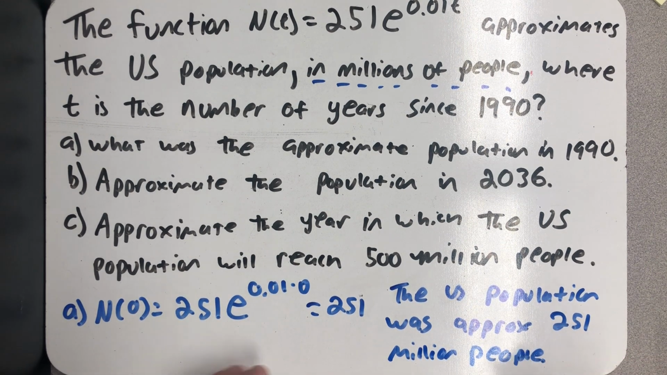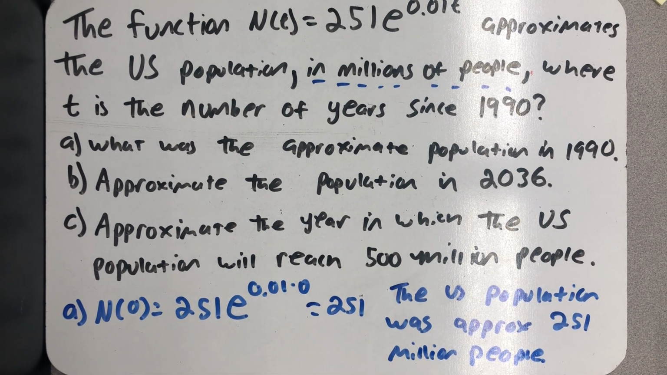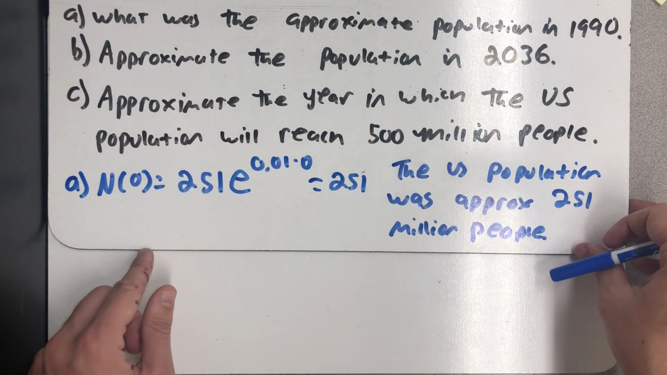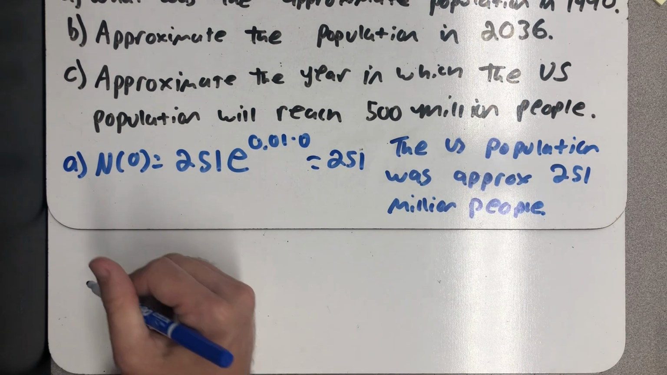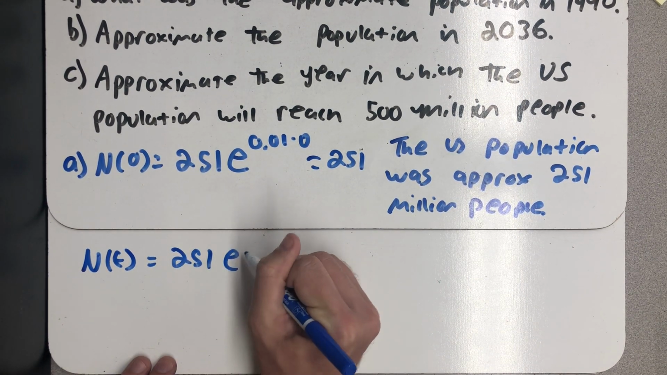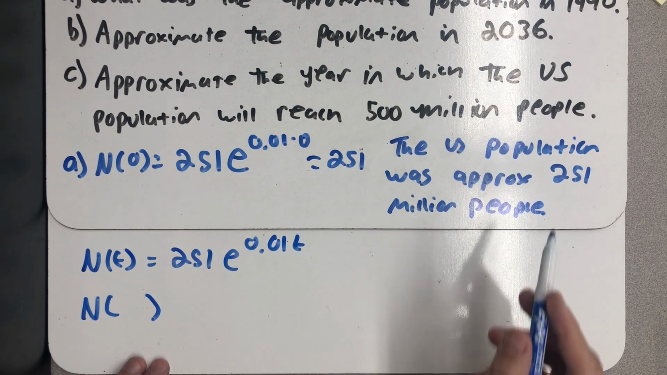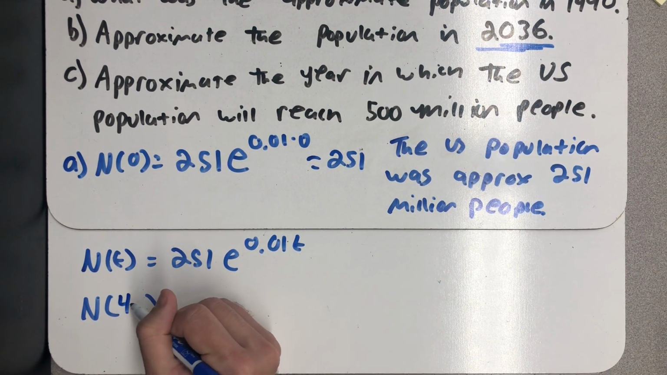The next problem I think I will have to use my calculator for. I'm asked to approximate the population in 2036. What will the population be in about 2036? All right, so I'm using the same function, N of t is 251 e to the 0.01t, but now I need to plug in an amount of time that would correspond to 2036. 2036 is 46 years after 1990.